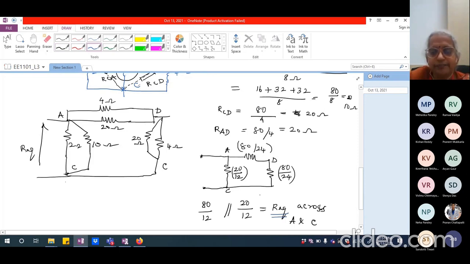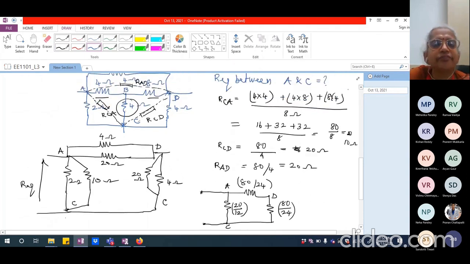Ma'am, while you're doing RCA, can you tell me how you are taking RB into RC? Like how did you get 4 and 8 and then 8 and 4? I have one resistance here. I have one more resistance here. And I have the third resistance here. Right? These are the three which I am trying to convert to delta. This is one. This is the second one. And this is the third one. These are the three I'm trying to convert to delta.